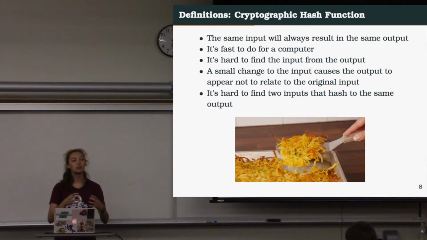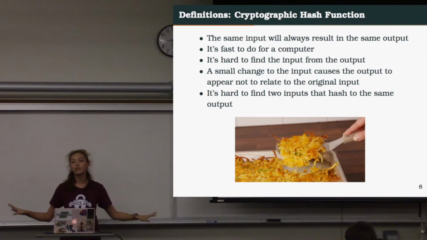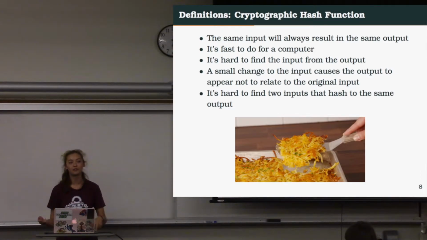Adding one thing to a message should make the outputs be very different. So if you had the string hello and you put hello and then the number one at the end, those two hashes should be totally different. You shouldn't be able to see like, oh, we just added a one to the end of the string and that's how we got the change. That should be very different. So if you had the string peanut butter, the hash should be really different from the hash of a similar string. If you switch the first letter, it should be really different.